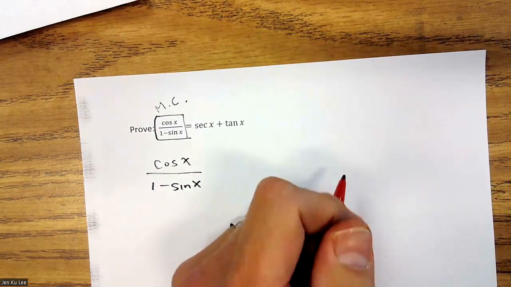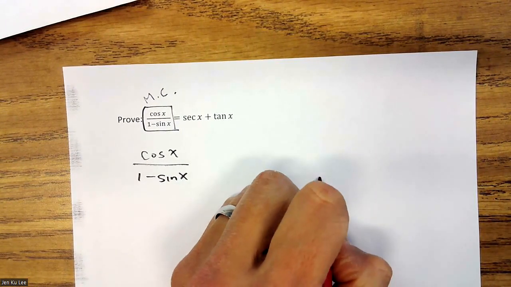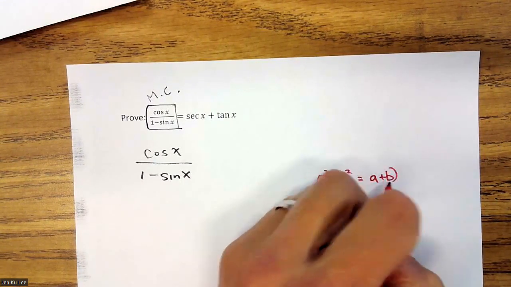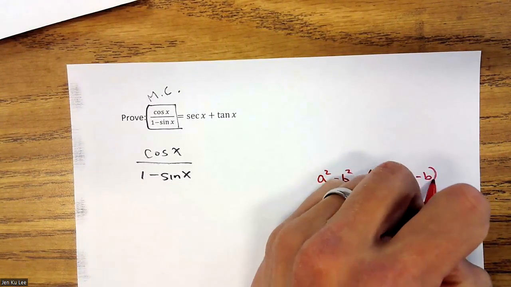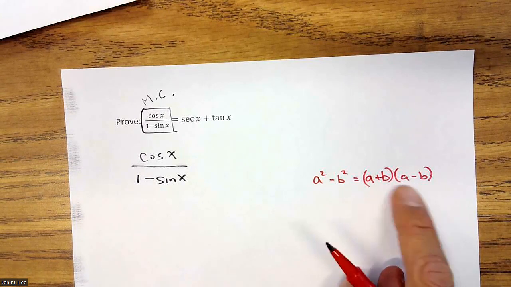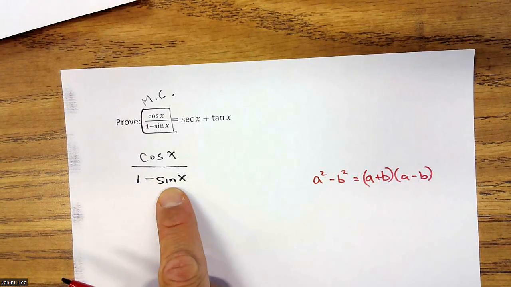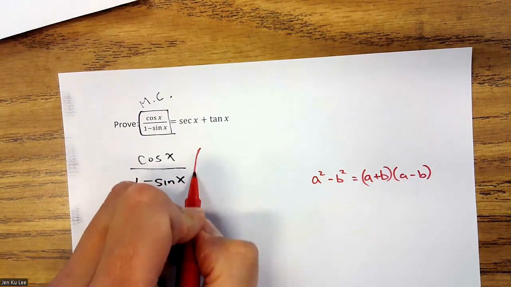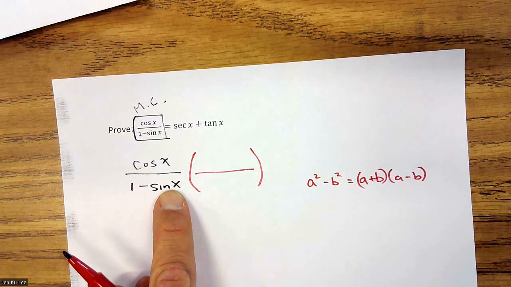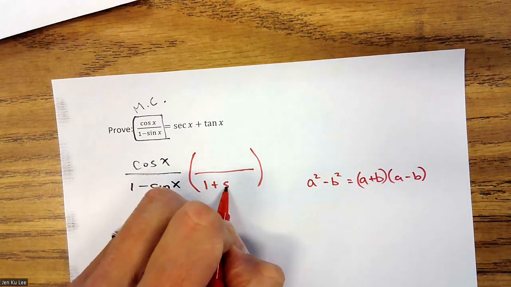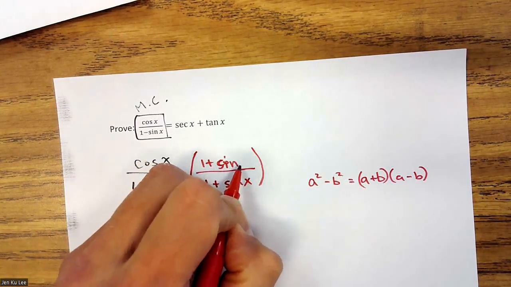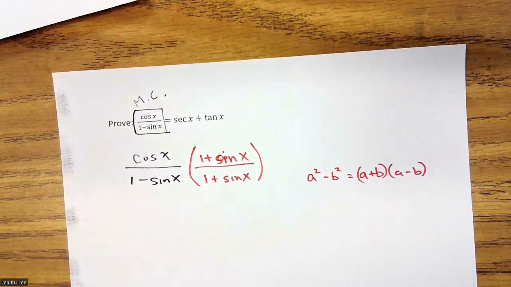So always keep in mind the difference of squares: a squared minus b squared equals a plus b times a minus b. I do it so I can use the Pythagorean identities. Since I have 1 minus sine of x, I'm going to multiply it by 1 plus sine of x, the conjugate of it.